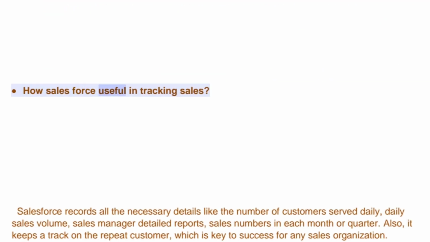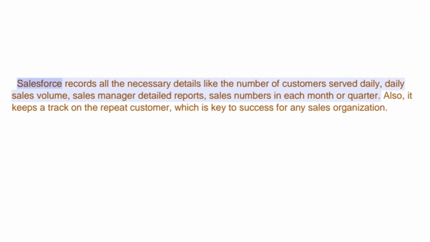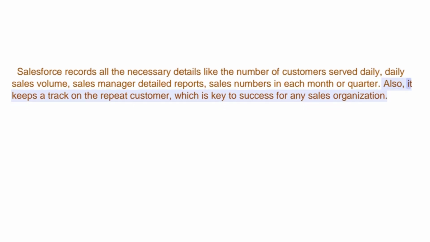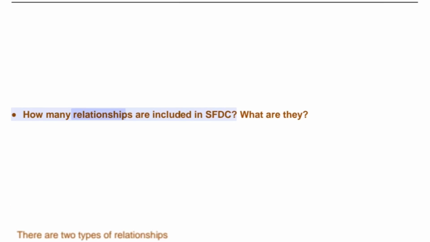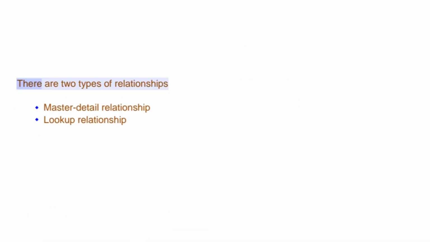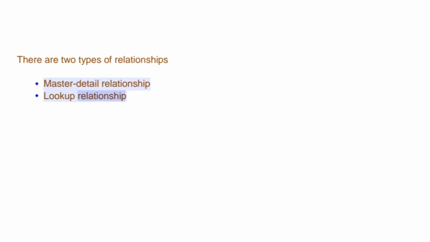How is Salesforce useful in tracking sales? Salesforce records all the necessary details like the number of customers served daily, daily sales volume, sales manager detailed reports, and sales numbers in each month or quarter. Also, it keeps track of repeat customers, which is key to success for any sales organization. How many relationships are included in SFDC? What are they? There are two types of relationships: master-detail relationship and lookup relationship.